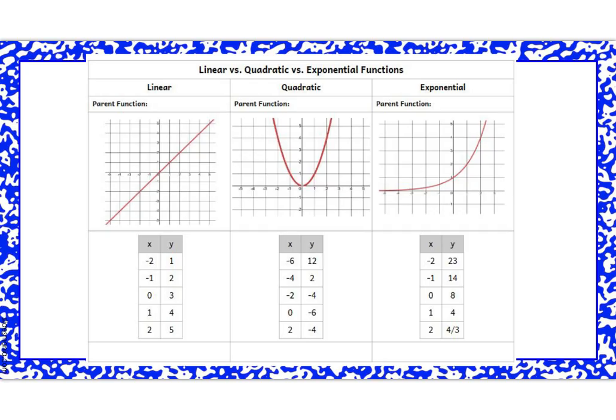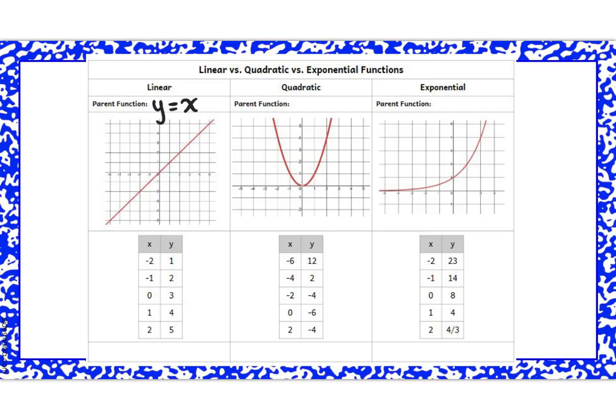So we have a linear function. A linear function forms a line. That is why it's considered linear. And we can call the parent function y equals x. And we can multiply x by certain numbers, add or subtract, and we'll get a variation of this line. However, it's still a line, so it's considered linear.